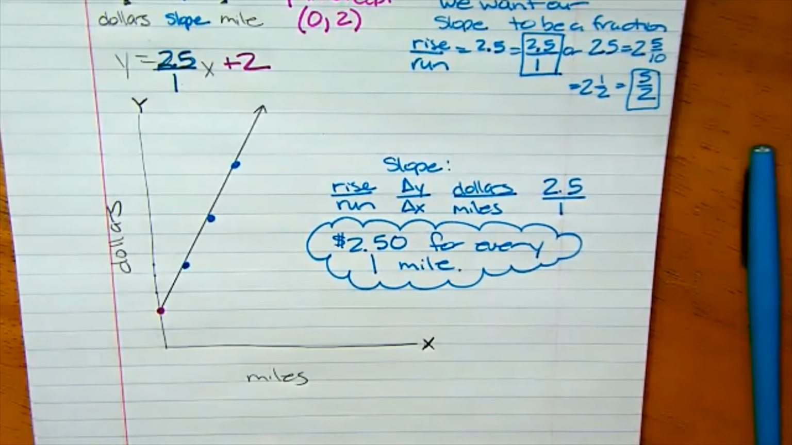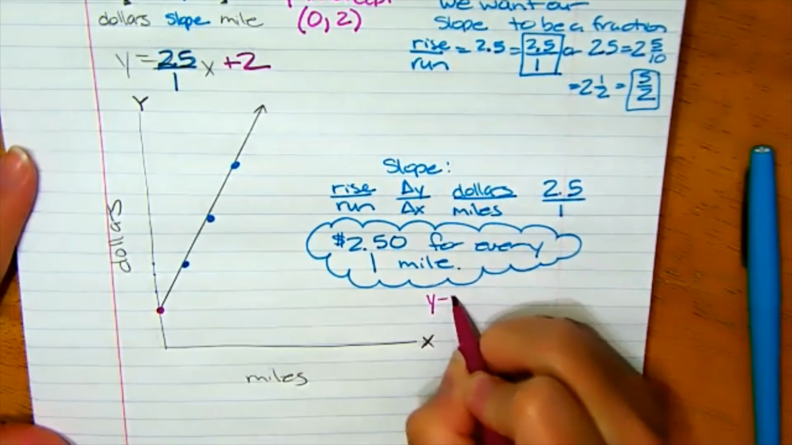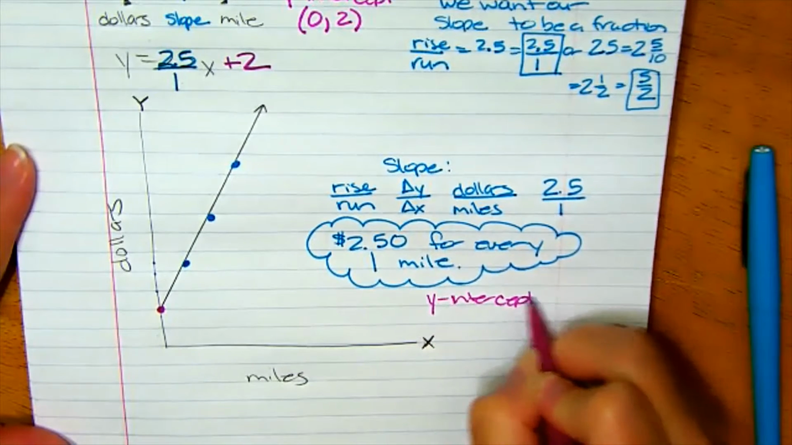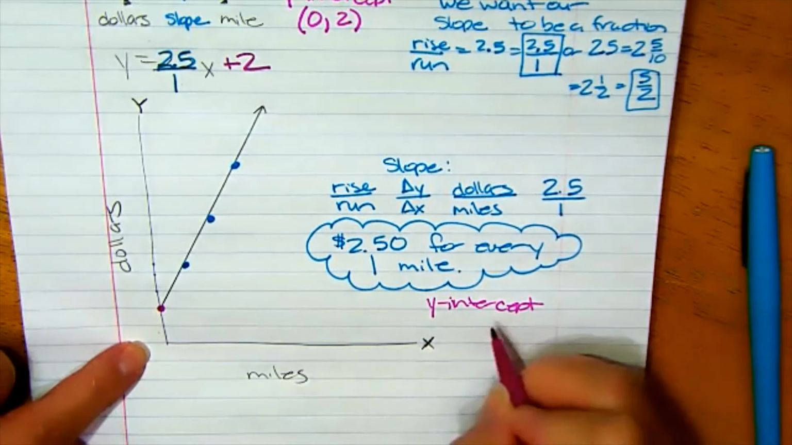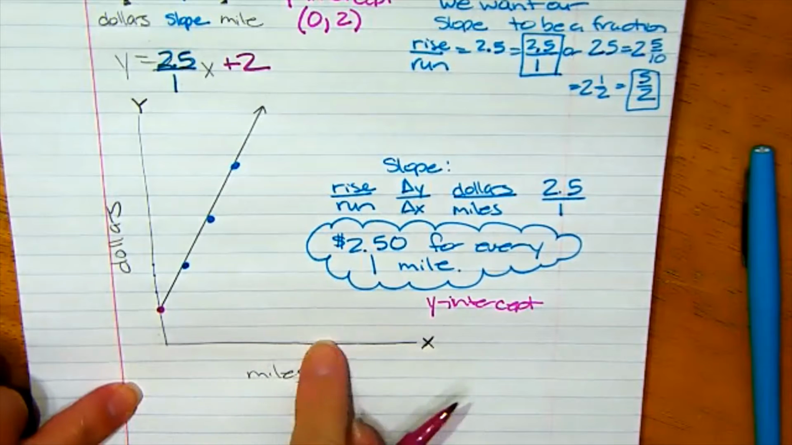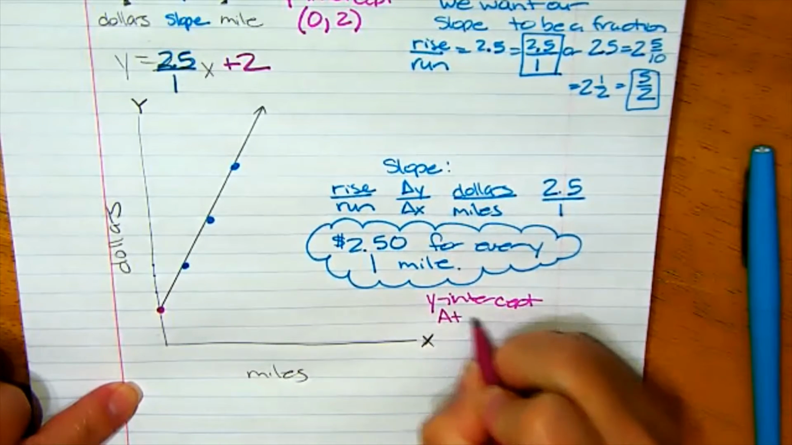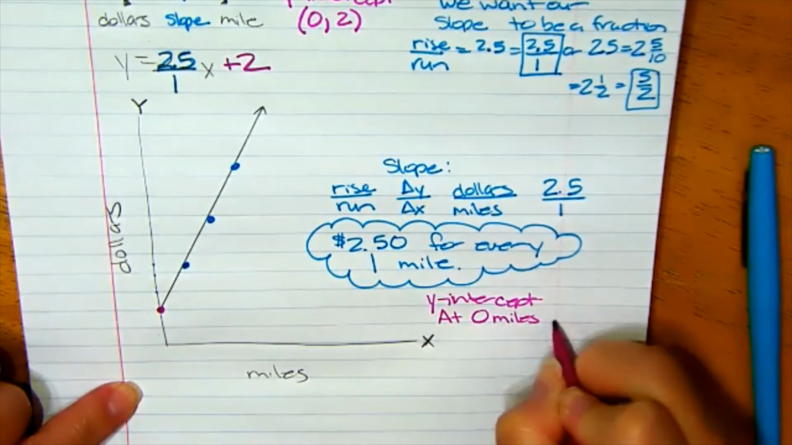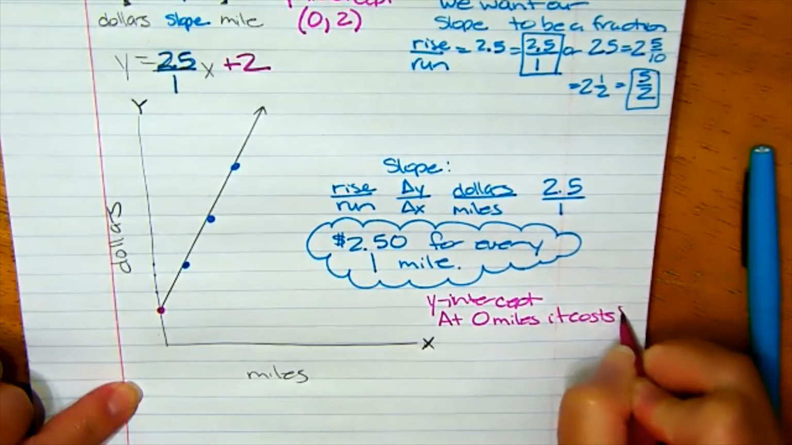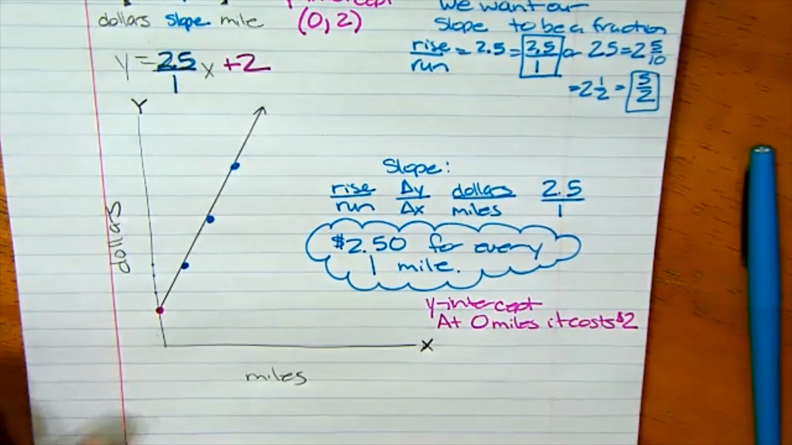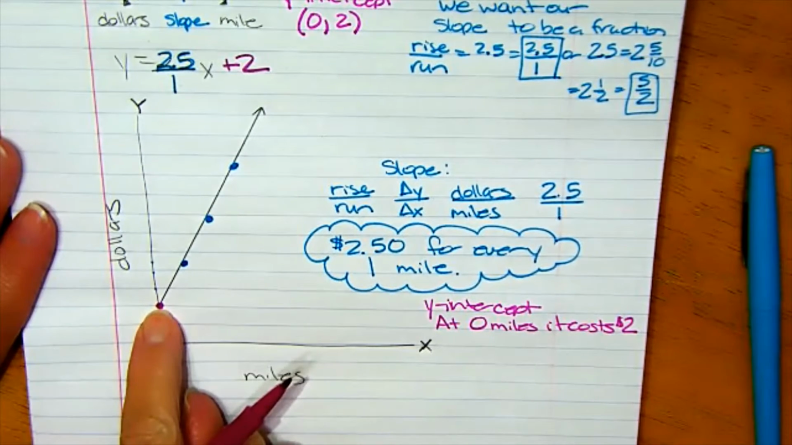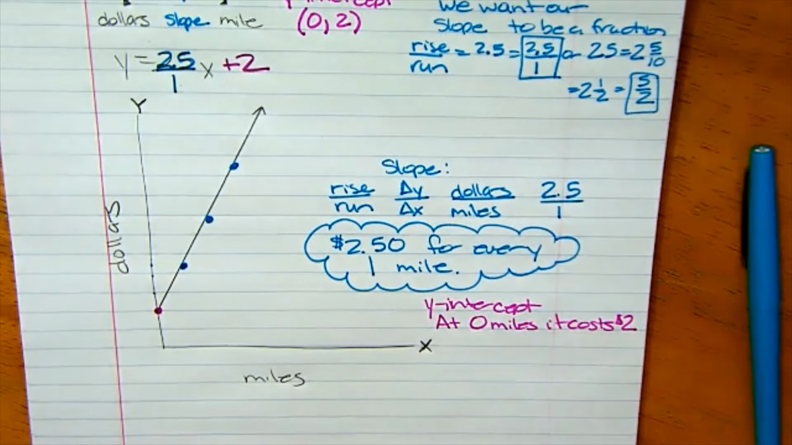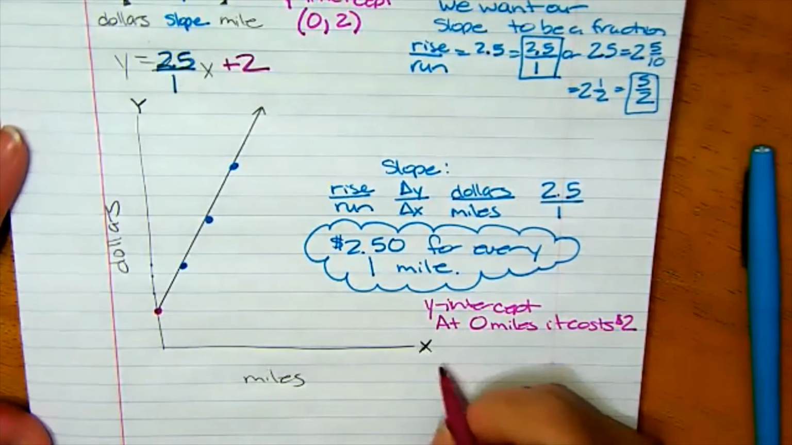But they also asked me to interpret the y-intercept. So what is my y-intercept? Well, my y-intercept means at 0 miles, it costs $2. At 0 miles, it costs $2. But what does that mean?